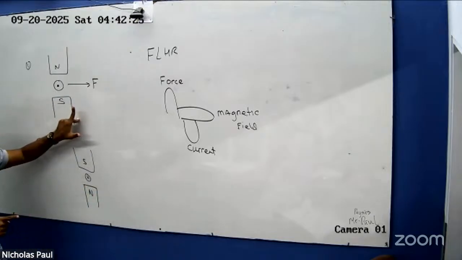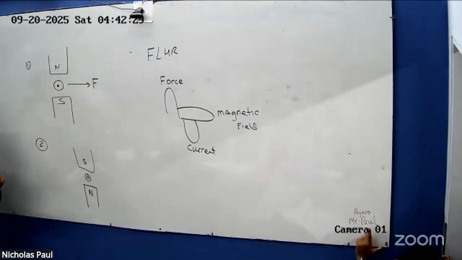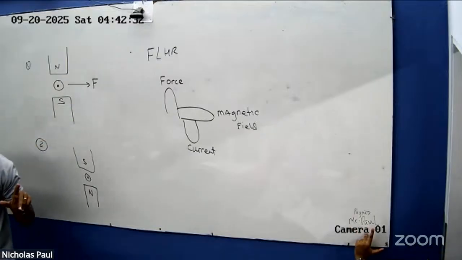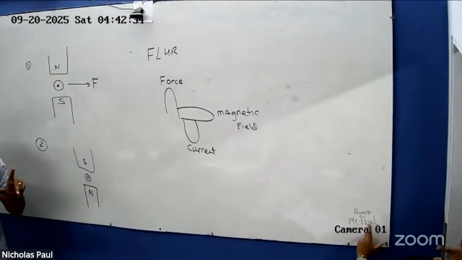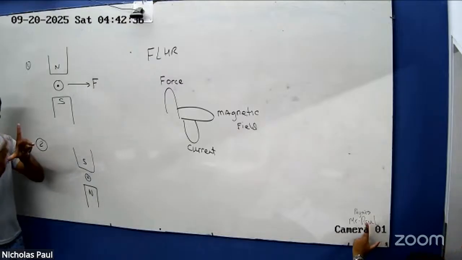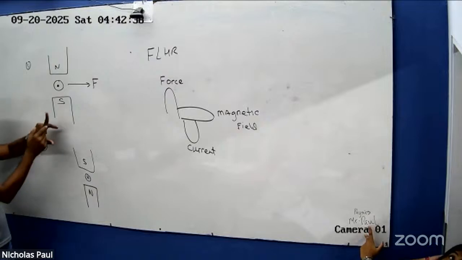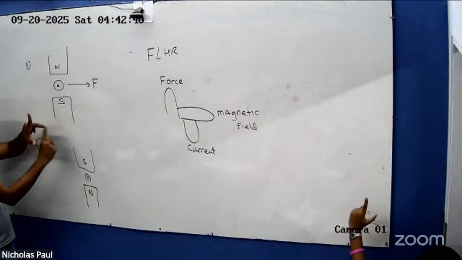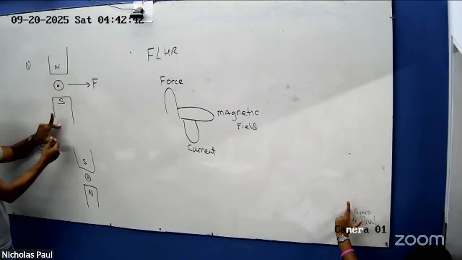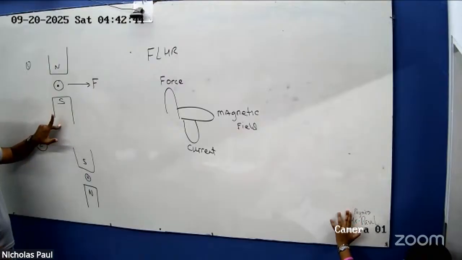Y'all seeing that? So remember, you have to do it relative to how you write it on your paper. So draw it on your paper and do the same things I'm doing. Magnetic field going north to south, current going in, so therefore the force is to the right.